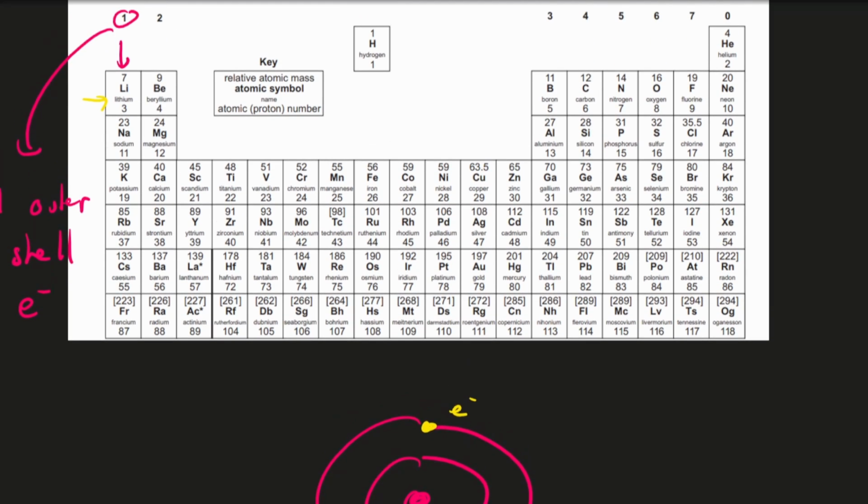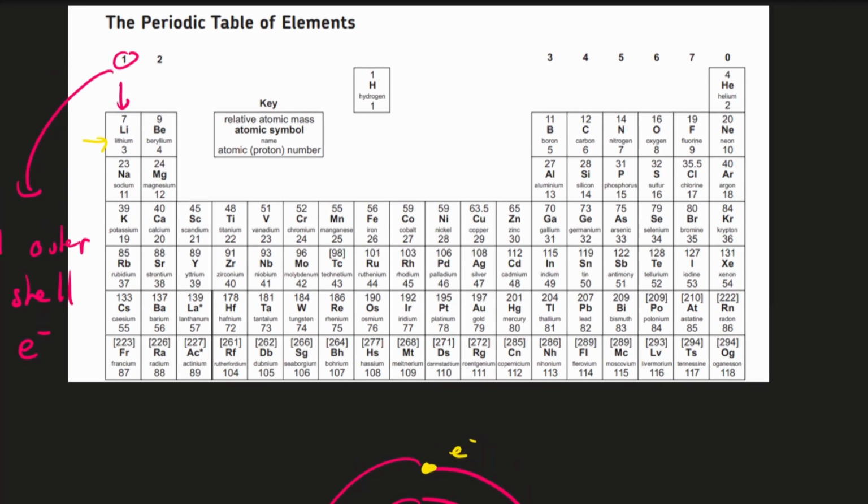But the most important thing to note here is that in group 1, you're going to have one outer shell electron, and that pattern follows for the rest of the groups as well. So group 2 has two outer shell electrons, then group 3, 4, 5, and so on. What this means is that we have similar properties occurring within each group, and we can use that to predict the chemical properties of various elements depending on what group they're in.